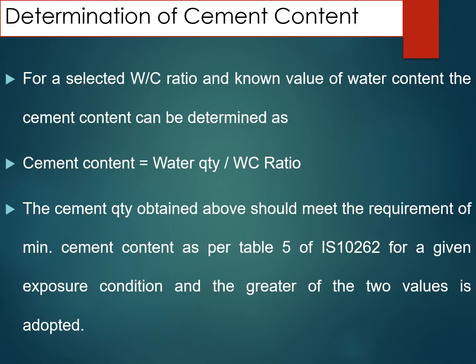Determination of cement content. For a selected water cement ratio and the known value of water content, the cement content can be determined as cement content equal to water content divided by the water cement ratio. The cement quantity obtained above should meet the requirements of minimum cement content as per table 5 of IS 10262 for the given exposure conditions, and the greater of the two values will be adopted for the design mix.